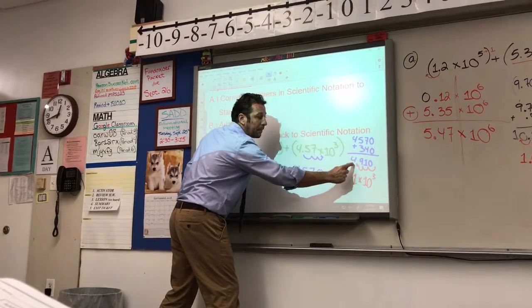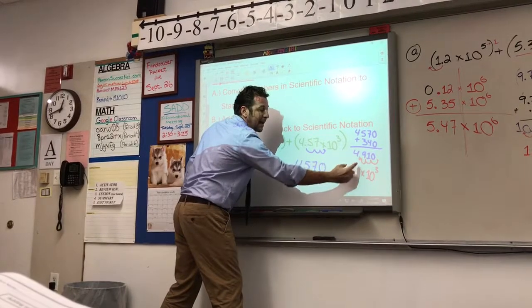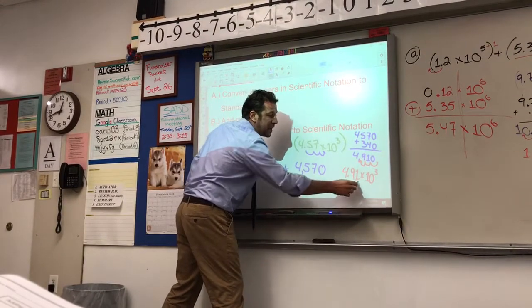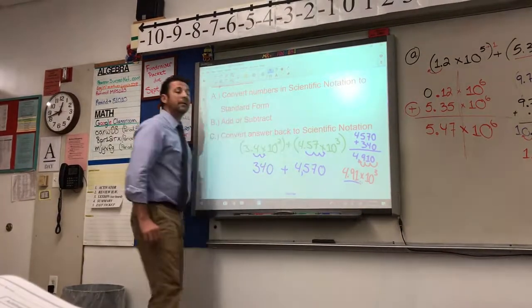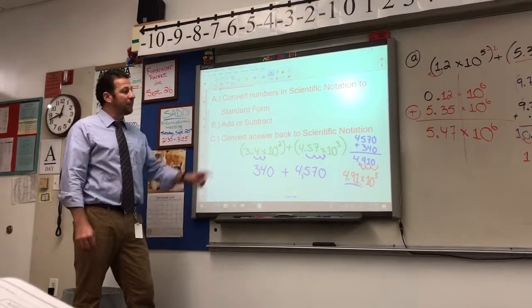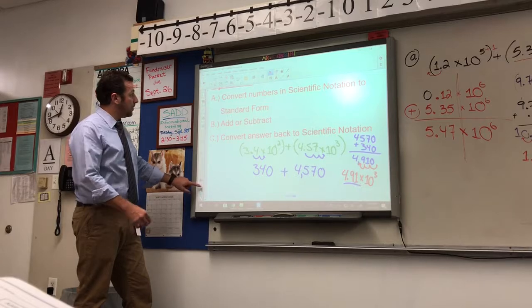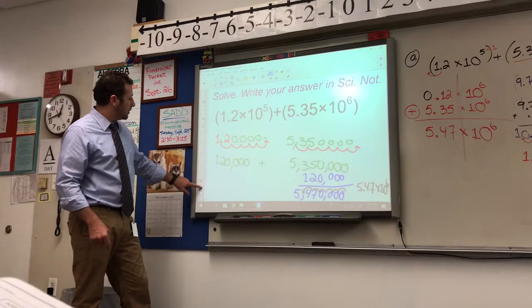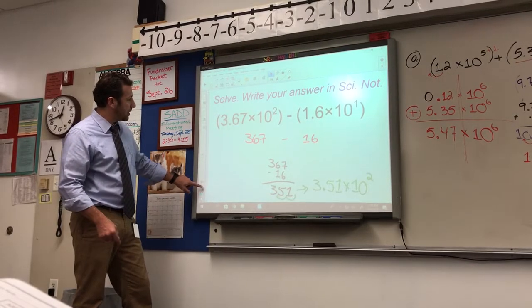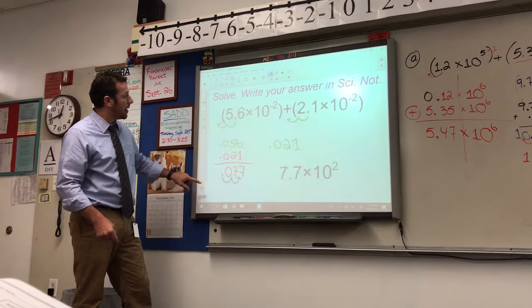in standard form, convert it back by moving my decimal so that I have a factor between 1 and 10 times the power of 10. So I would get 4.91 times 10 to the third power. And we did some examples on what that would look like. You could pause your screen at any time and see how this worked its way out.